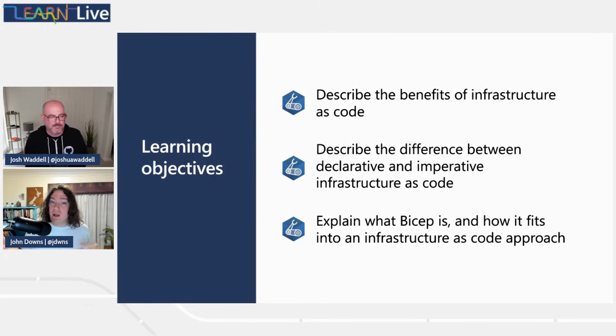And if you're coming at it from a perspective of having never worked with infrastructure as code, or if you have to try and sell that internally in your organization, then hopefully there'll be some good information there that you can use to help to describe those benefits. We're also going to talk about the difference between two broad models of infrastructure as code, declarative and imperative. Josh will talk through some of that later and give some demos as well. And then with that context set, we're going to talk about what Bicep is and how it fits into an infrastructure as code approach and how it's used within Azure.